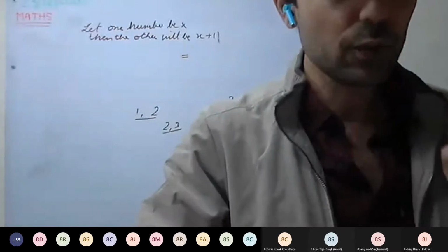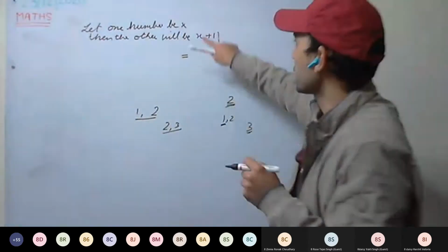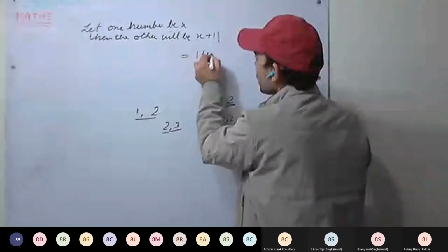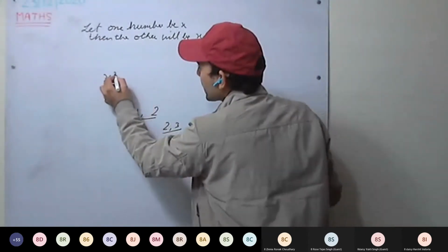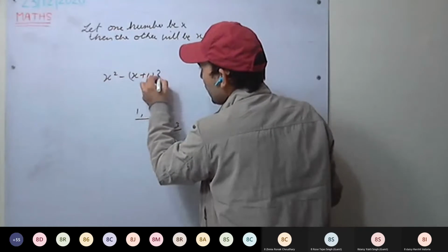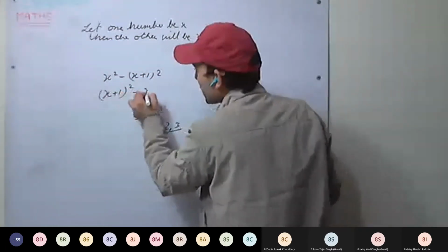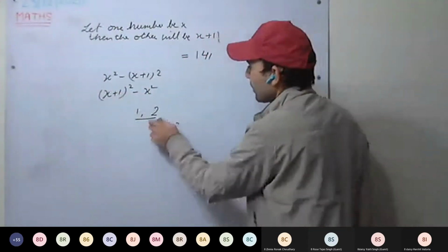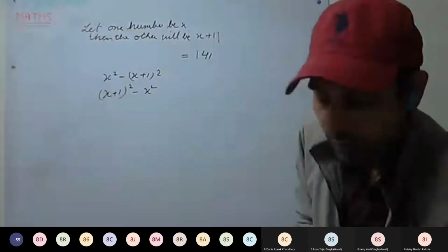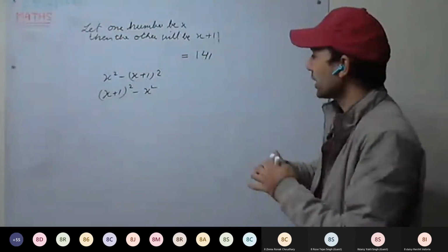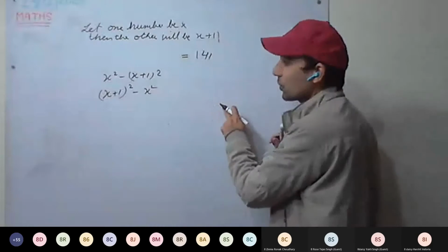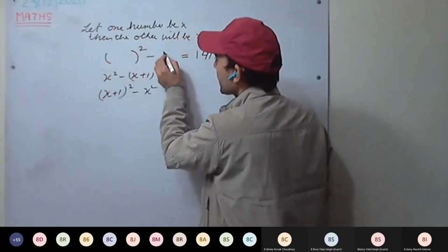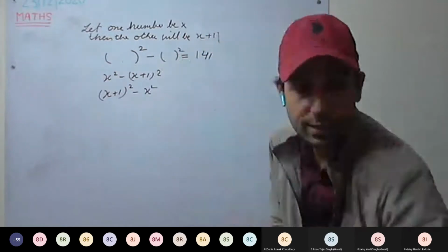The difference between the squares of two consecutive numbers. So two consecutive numbers are x and x plus 1. Now the difference is 141. So are we going to subtract x square minus the bigger number's square, or the bigger number's square minus the smaller number's square? Okay, read the question again. The difference between the squares of two consecutive numbers. That means the bigger number's square minus the smaller number's square. Understood this one?